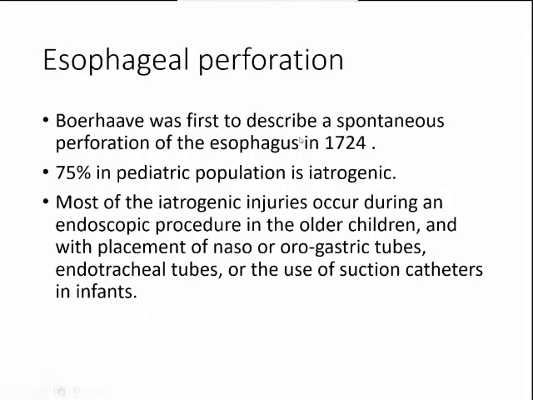Now, coming to the third topic, that is esophageal perforation. Boerhaave was the first person to describe a spontaneous perforation of the esophagus in the 18th century. There is a difference between esophageal perforation in pediatrics and adults, because in 75% of the pediatric population, it is iatrogenic. Most of the iatrogenic injuries occur during an endoscopy procedure in older children, and with placement of naso- or orogastric tubes and endotracheal tubes, or even the use of suction catheters in term infants.